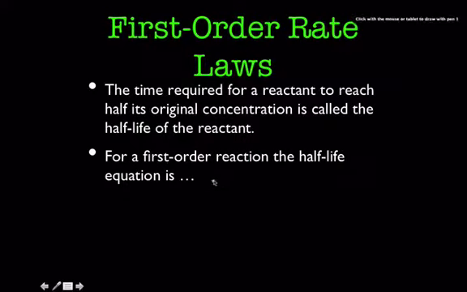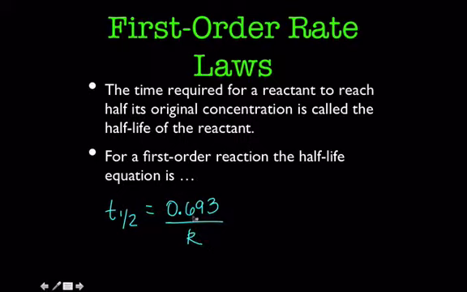So the time required for a reactant to reach half its original concentration is called the half-life of the reactant. For a first order reaction, the half-life equation is half-life equals 0.693 over k. And this should look familiar from when we did our nuclear chemistry extra credit assignment, because this is the same half-life equation that we used there.